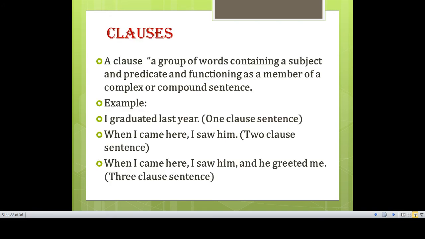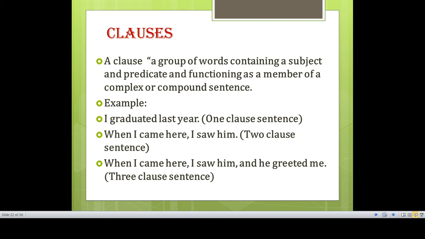Again, you have more descriptions and definitions of a clause. In fact, you can see an example. I graduated last year. This is one clause. It's a sentence, but it's one clause. Why? It has a subject, it has a finite verb, graduated, and it has a predicate where you have a verb and a complement or an object.